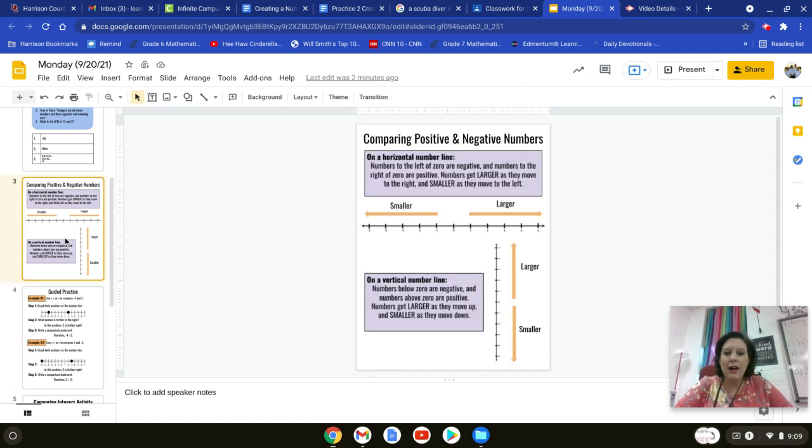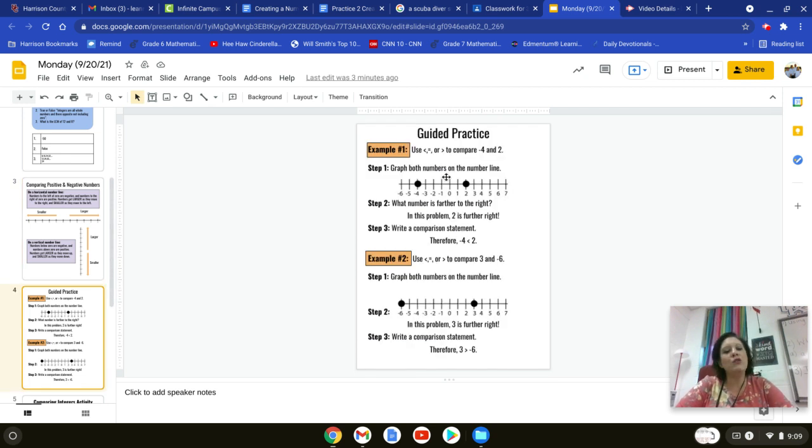So comparing positive and negative numbers. On a horizontal number line, as you move to the right, the numbers get bigger. As you move to the left, the numbers get smaller. On a vertical number line, as you go up, the numbers get bigger. As you move down, the numbers get smaller. That's kind of common sense. We're used to seeing that. But when you start getting into these negative numbers, it kind of can get confusing.